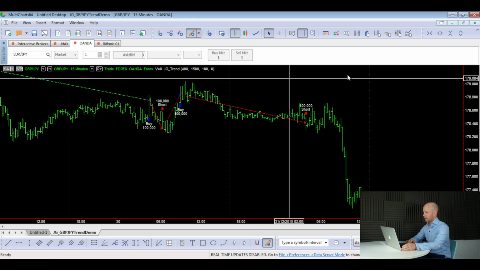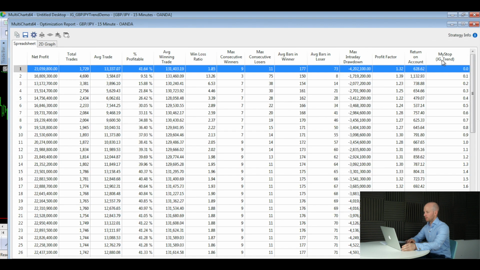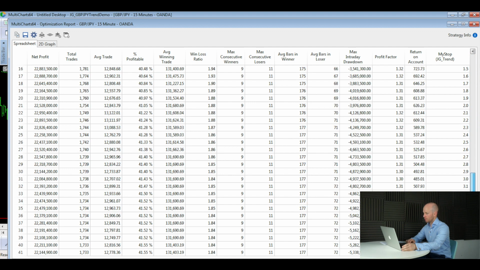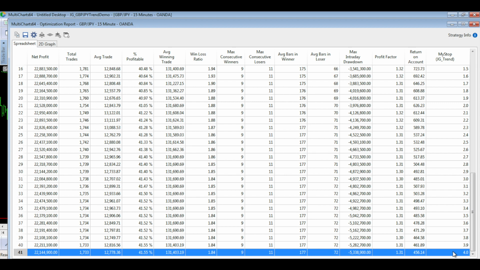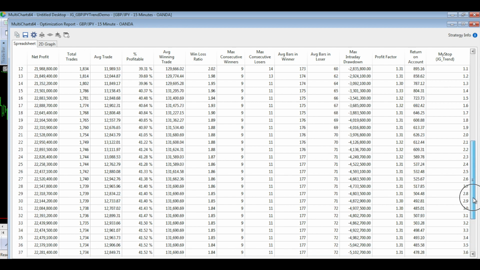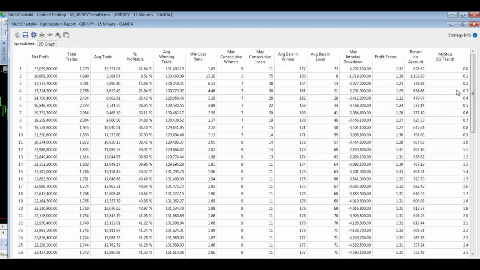Now, this is where we're going to look at the stop loss. So we've got a stop loss here, going from 0 right the way through to 4. That's actually 400 pips, because we're dealing with pound yen. It's just the way that MultiCharts does its calculation. But 4 is equivalent to 400 pips. And I like to keep the stop as small as I can, but without sacrificing too much profit.